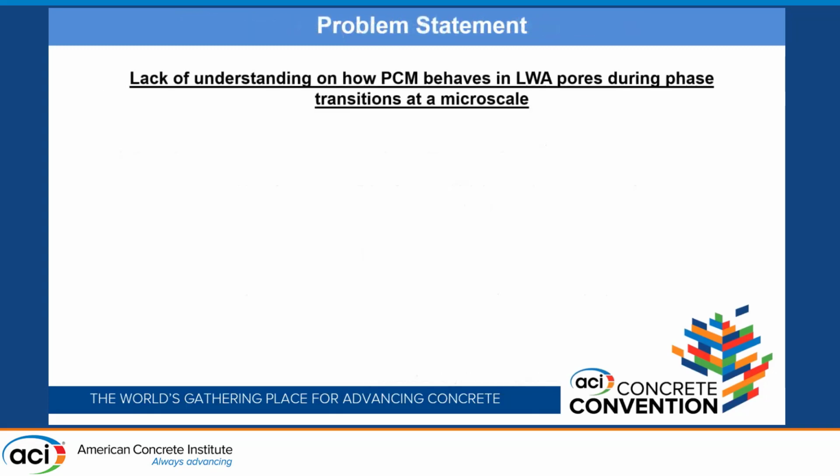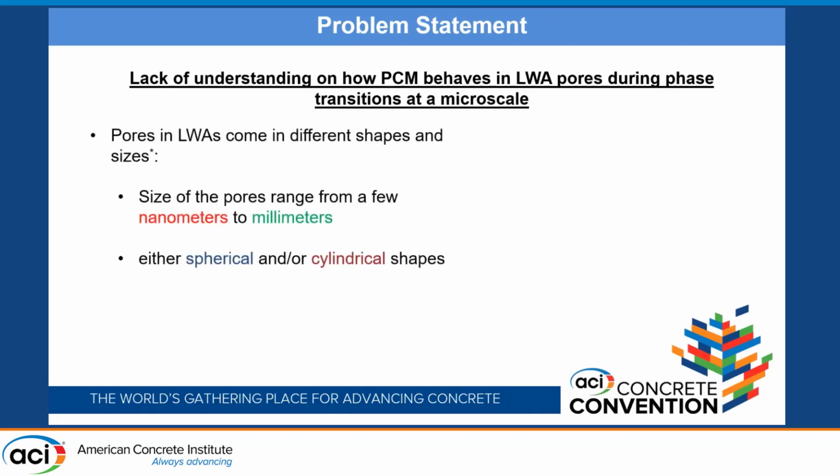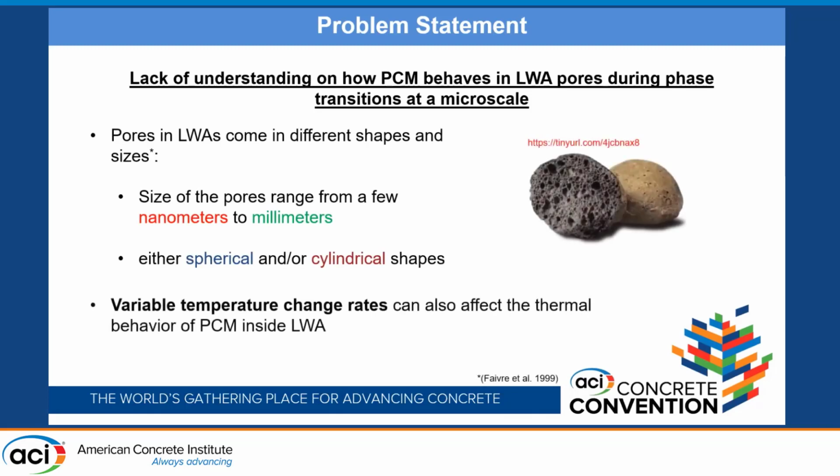So what is the problem statement? We have the guidance on how to do it, but there's a lack of understanding of how PCM behaves in lightweight aggregate pores during the phase transitions at a microscale. What I'm trying to say is that the pores in lightweight aggregates come in different shapes and sizes. The size of the pores ranges from a few nanometers to millimeters. They are either spherical or cylindrical in shape, and these provide different kinds of pressure and temperature changes on the liquid that we are incorporating as the PCM.